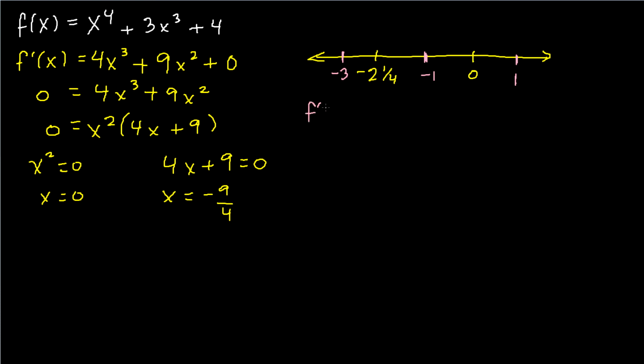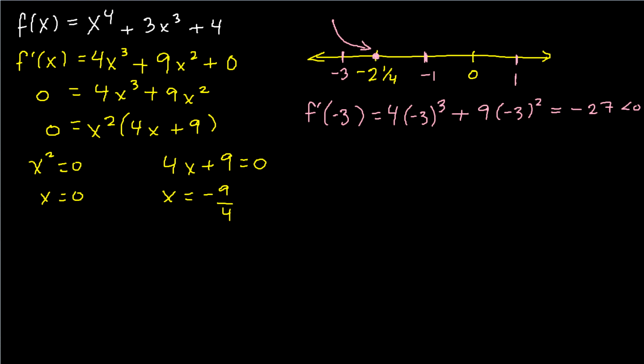So f prime of -3 is going to be equal to 4 times negative 3 to the third power plus 9 times negative 3 to the second power. I'm not going to do all that in my head, I'm just going to do it on a calculator, and I get negative 27, which we see is less than 0. So going in this direction, the graph is going down all the way to this point, the turning point of negative 2 1/4.